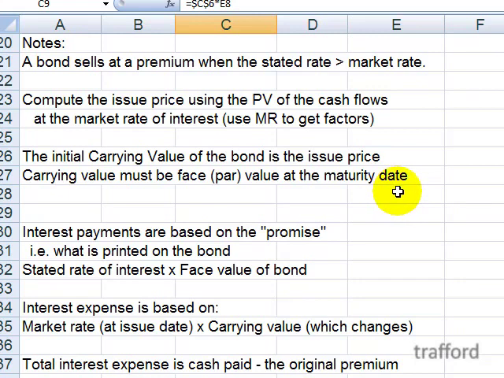And as we saw before, the cash payments of interest that are made to the bondholders are based on the promise that's printed on the bond, so they're always the stated rate of interest times the face value of the bond. Whereas the interest expense being recorded by the corporation using the effective rate of interest method is always the market rate at issue, determined by the market price at the issue date, times the current carrying value of the bond, and we know that that carrying value changes over time.